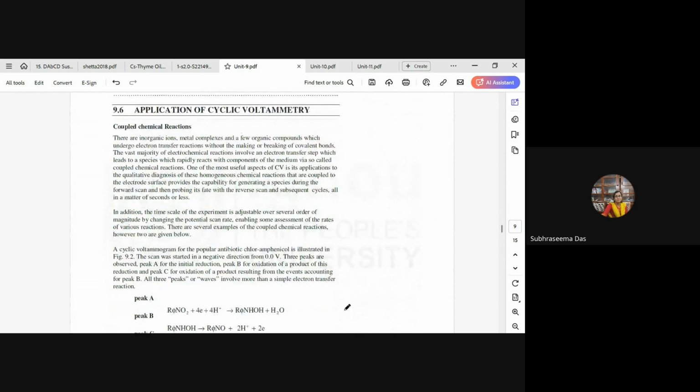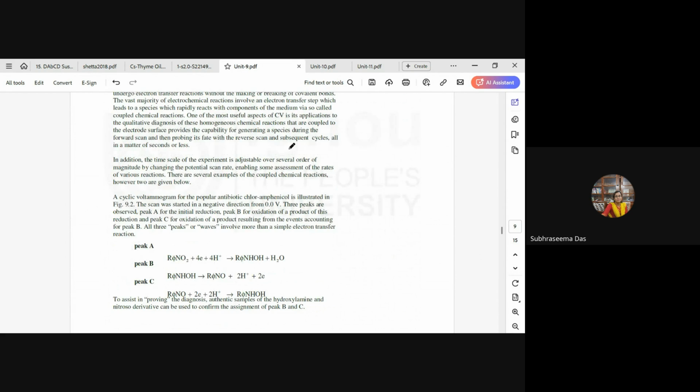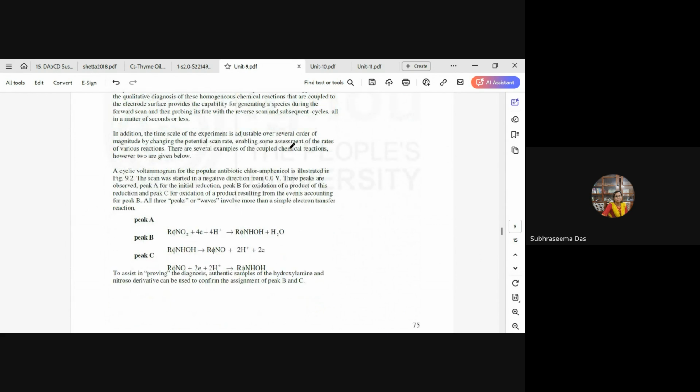So now coming to application of cyclic voltammetry. In cyclic voltammetry, mostly inorganic ions and metal complexes are used which undergo electron transfer reactions without any bond making or bond breaking. Most of the electrochemical reactions involve an electron transfer group, and this is analyzed by CV, that is cyclic voltammetry. The time scale of this CV measurement is adjustable, and we can also adjust the scan rate.